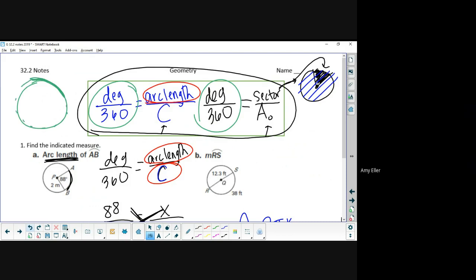The arc is the outside. The circumference is the outside. Just like over here, a sector is a part of the whole circle's area, which is why they go together in a fraction. Hopefully, they're not too difficult to remember.